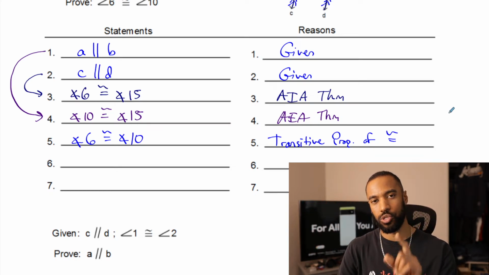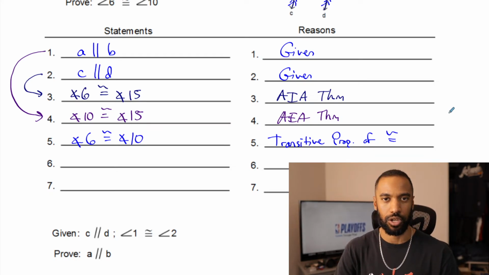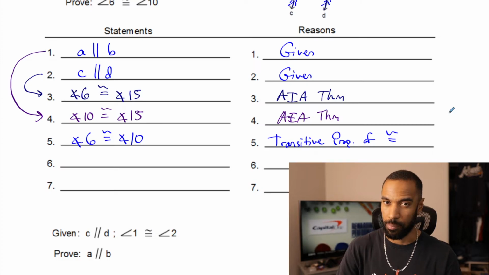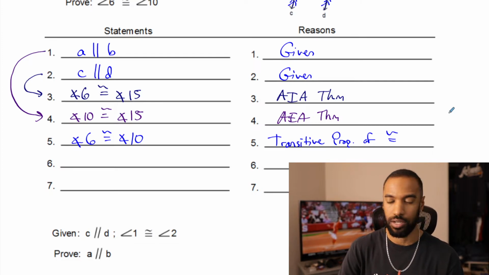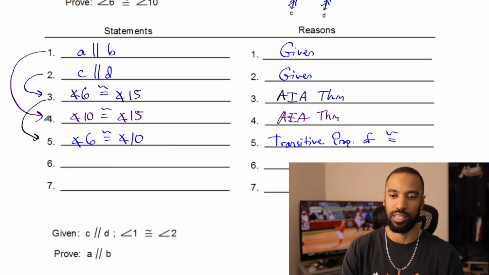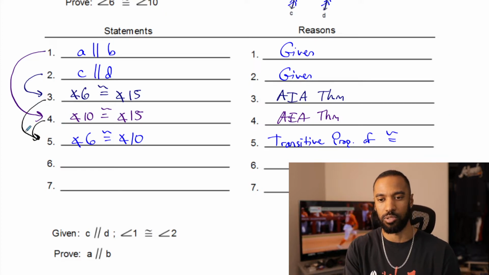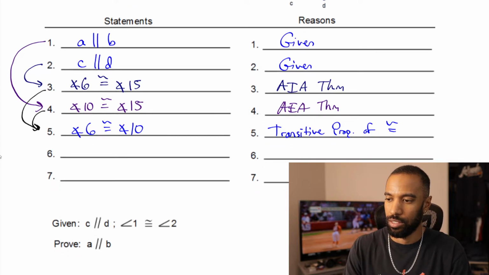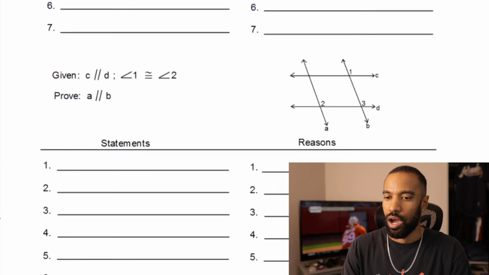One more time. Two angles congruent to the same angle are congruent to each other. Also true for segments. Two segments congruent to the same segment are congruent to each other. So it's because of statements 3 and 4 that I'm able to make statement 5. There's my proof. All right, next one.